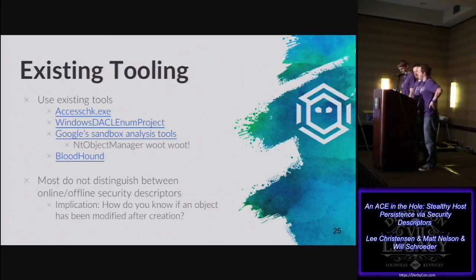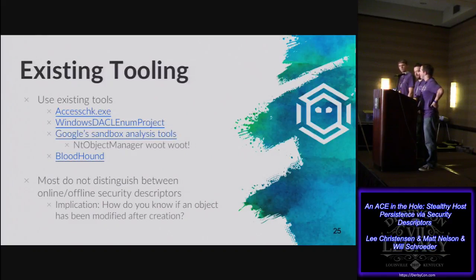So what are some of the existing tools for this? There's AccessChk from Sysinternals, which most people are probably aware of. There's also a really interesting project from NCC Group, I believe it was, called the Windows DACL Enum project. And there's Google's Sandbox Analysis Tools by James Forshaw. There's a really great cmdlet in there called NtObjectManager, and I absolutely love that.